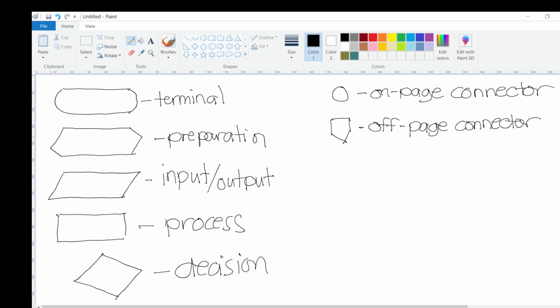In real life, think about reading a long book. When you reach the end of a page, there's a note saying, continue on page 52. This symbol works the same way. It tells us where to jump in the flowchart when it moves to another page.